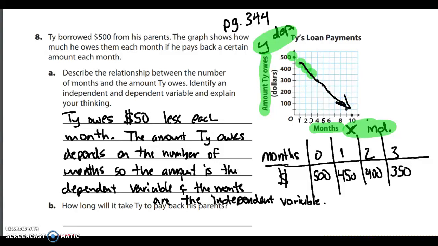When does he owe 0? He owes 0 at what? Right here. He owes 0 at 10 months. At 10 months, he owes 0, so that's when he pays back his parents. The answer to 8B is 10 months. All right, cool. Let's move on to number 9.